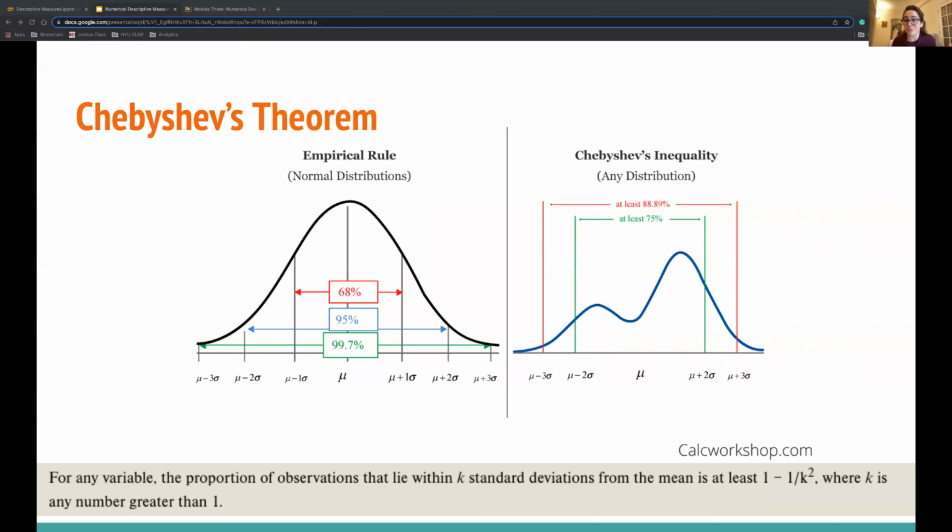But what about when the data isn't normally distributed and we have that lovely bell curve? We can use Chebyshev's theorem to make statements about the proportion of observations that fall within certain intervals. And this is a generalizable rule that can apply to other distributions that aren't perfectly normal. The Russian mathematician Chebyshev found the bounds for any variable: the proportion of observations that lie within k, which is just a variable we're going to use, k standard deviations from the mean is at least 1 minus 1 over k squared.